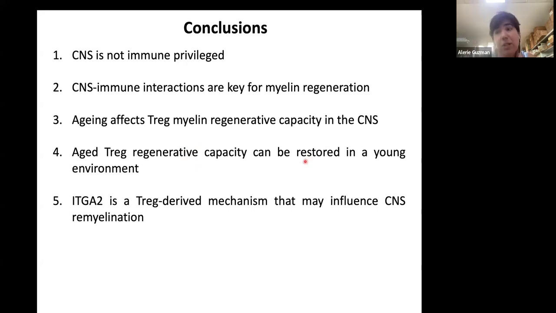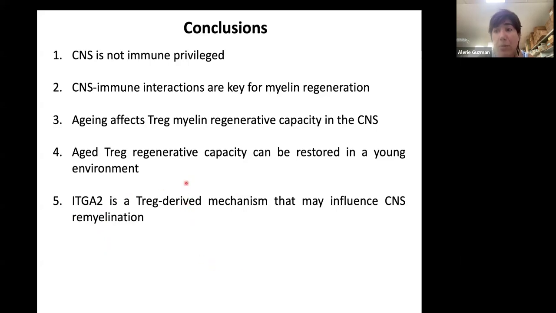And we have identified two mechanisms that are involved in this age impairment of Tregs. One is MCAM, which is associated with OPC differentiation, but apparently not directly. It does trigger some other mechanism that we haven't identified yet. And the second one is integrin alpha-2, which appears to enhance OPC differentiation directly and is restored back to young levels in our rejuvenated system.